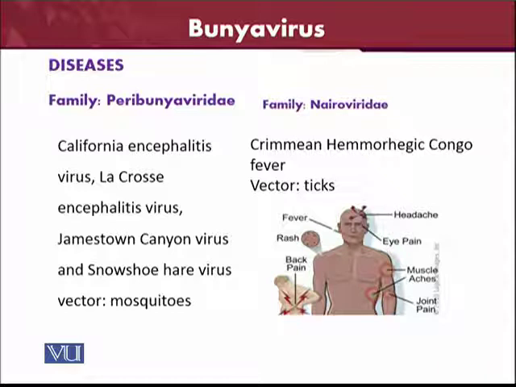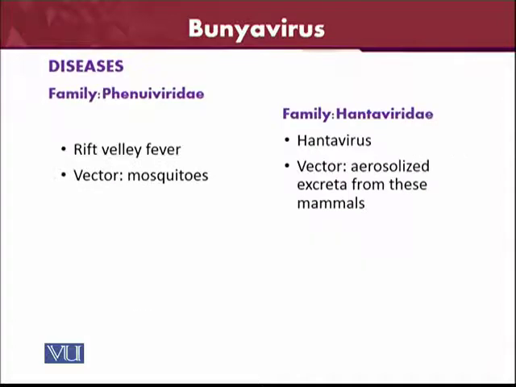Then the family Nairoviridae. A very important disease caused by the Nairoviridae is Crimean-Congo hemorrhagic fever. Some parts of Africa are very famous for this kind of disease. The vectors are the ticks in this case and not the mosquitoes. This disease causes fever, headache, eye pain, and back pain. Also, maybe itching is there, and it is capable, just like rabies, of maybe rupturing the backbone too. Then the diseases of the Phenuiviridae. It is causing a very important disease, Rift Valley fever, and the vectors are the mosquitoes.